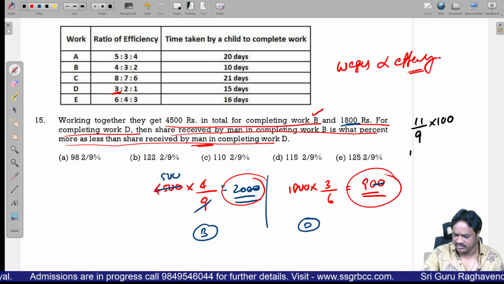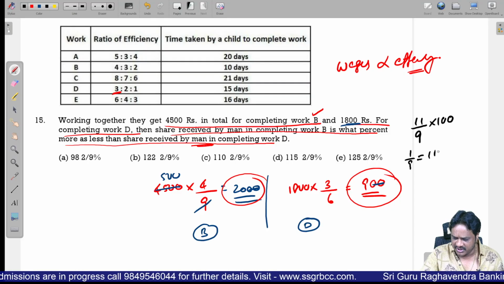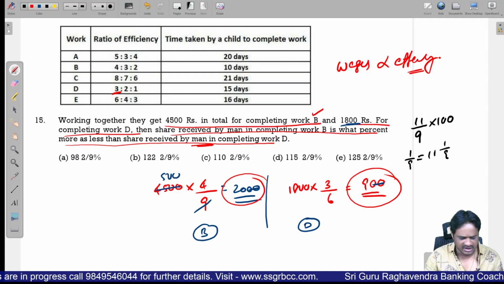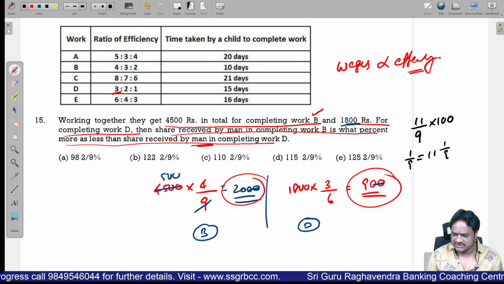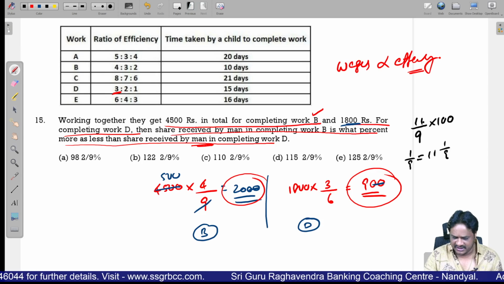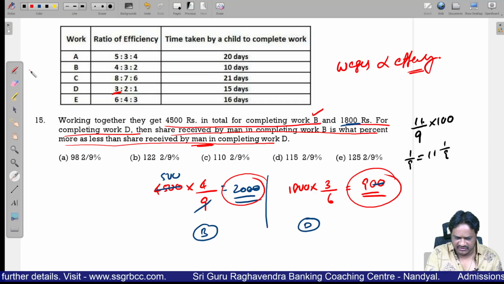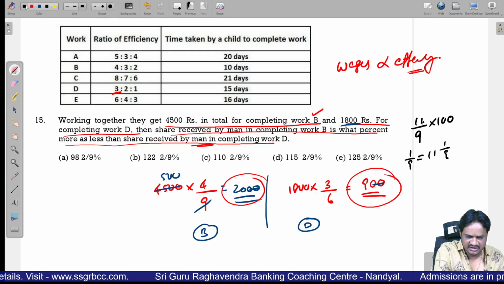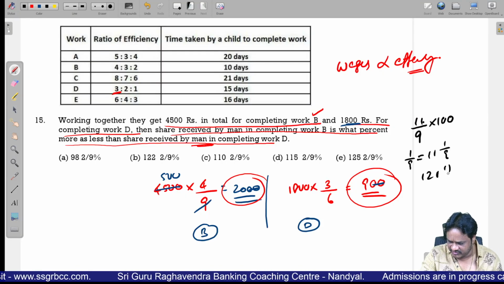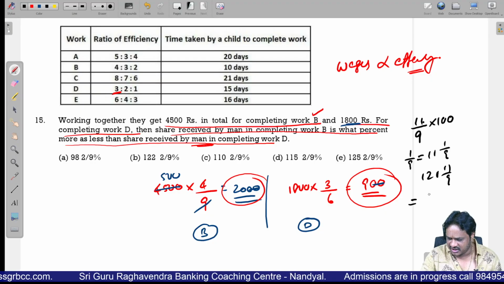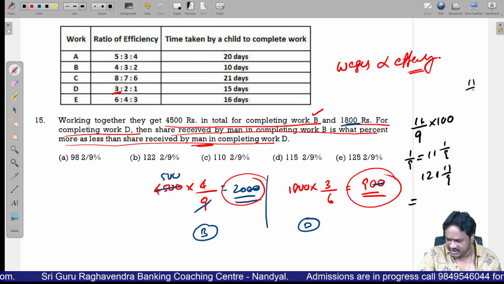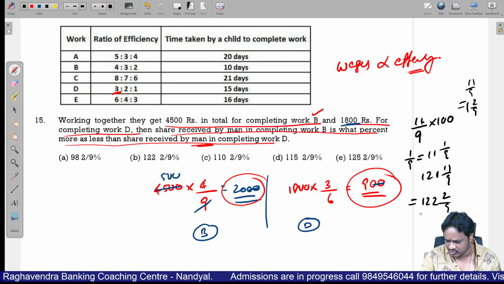So you have to remember this directly. 1 by 9 is always equal to 11 1 by 9 percent. So 11 by 9 means you multiply 11 into 11. 11 into 11 is 121. Again 11 by 9 means 1 2 by 9. So it is 122 2 by 9.